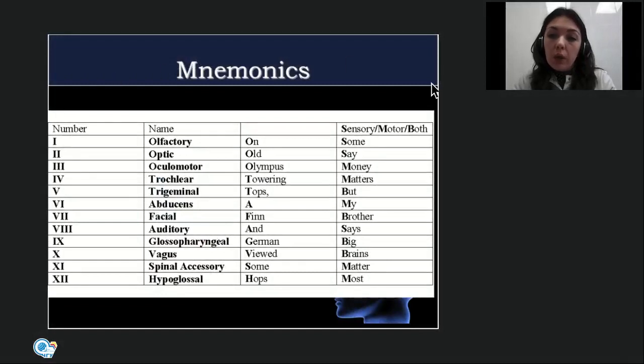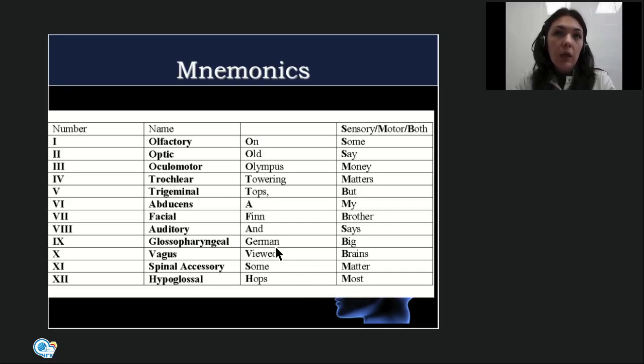There are different mnemonics to memorize the names of these 12 pairs of cranial nerves. For example, here you can see in this column a mnemonic that helps us to memorize the names of the nerves, because each new word starts with the same letter with which each next pair of cranial nerves starts. Yes, so here you can see: On Old Olympus, towering tops, a Finn and German viewed some hops. Yes, you can use it.